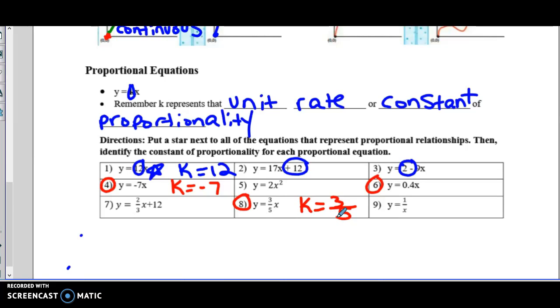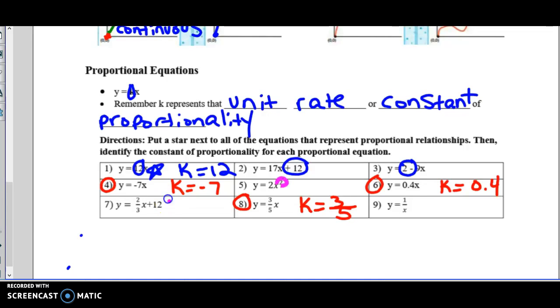And in example 6, even though I have a decimal, that's still my unit rate, 0.4. It's okay to have fractions and decimals as your constant of proportionality. Now let's look at 5, 7, and 9. The parts of those equations that made them not proportional. The exponent, because there's a 2 on top of X, that is not proportional. I can't have an exponent on the variable.